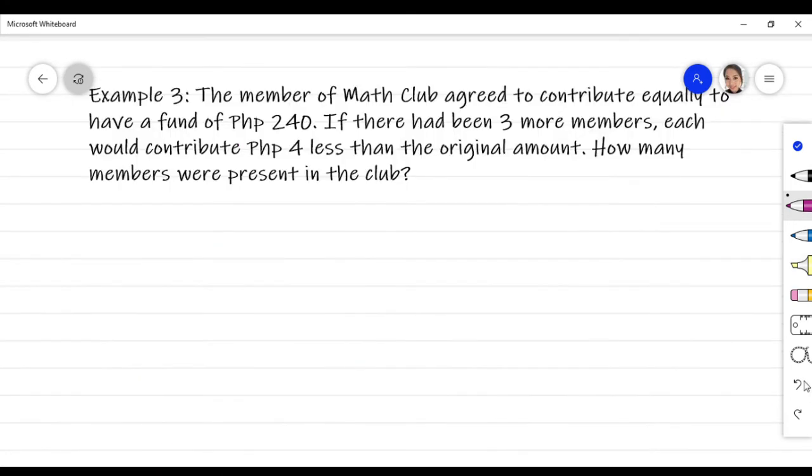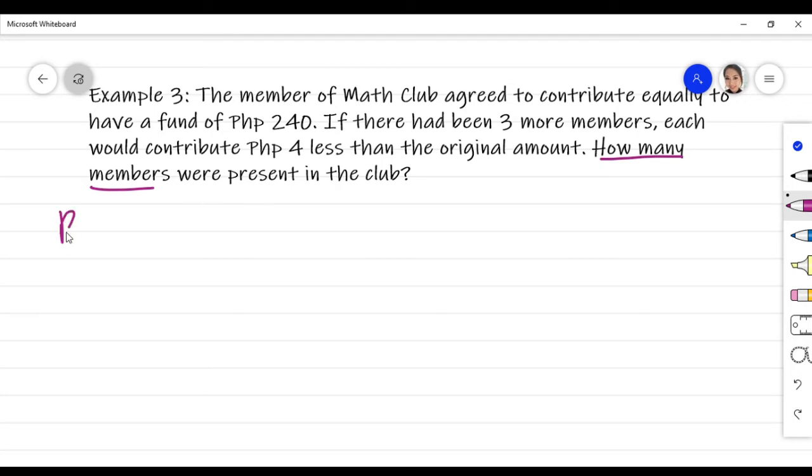Example 3. The members of the math club agreed to contribute each to have a fund of 240 pesos. If there had been 3 more members, each would contribute 4 less than the original amount. How many members were present in the club? So we are asked how many members are there. So we don't know how many members are originally in the club.